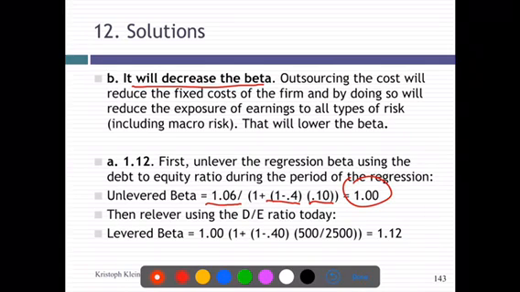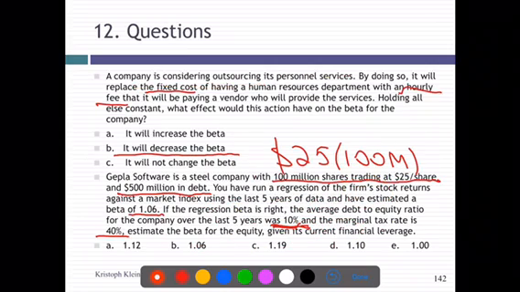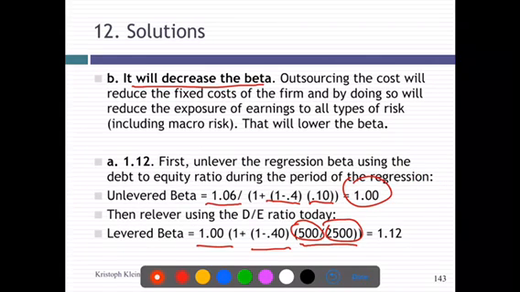Now we can use that to re-lever based on the debt to equity ratio today. So we're going to take the unlevered beta, we're going to take the same tax rate of 40%, and we're going to take finally the debt to equity ratio. That was the $500 million in debt divided by the 2,500 million, or 2.5 billion, based on the $25 per share multiplied by the 100 million shares. If we take that information together, we can re-lever and find a re-levered beta of 1.12.